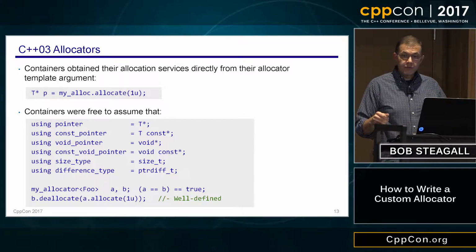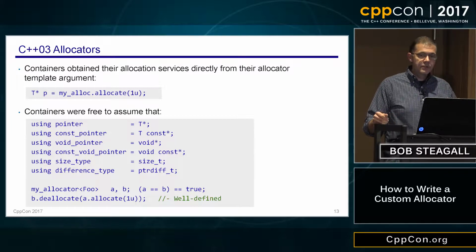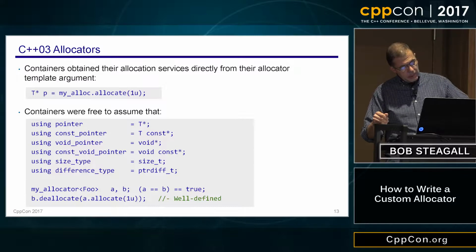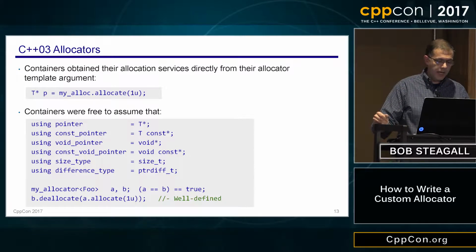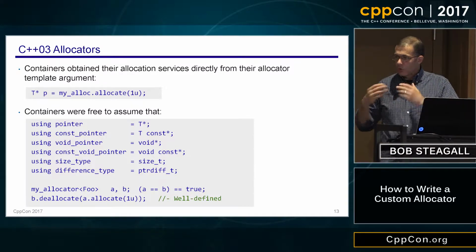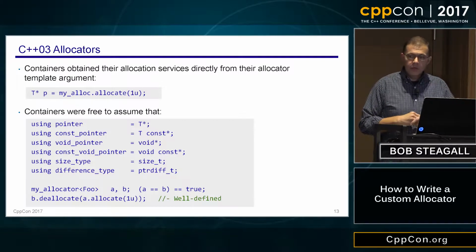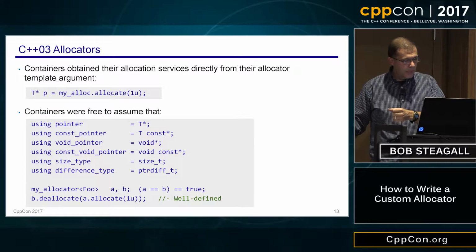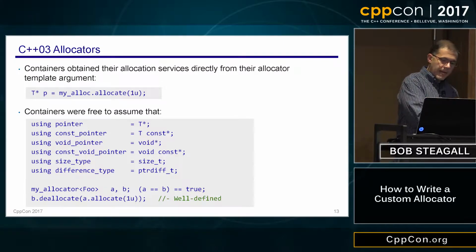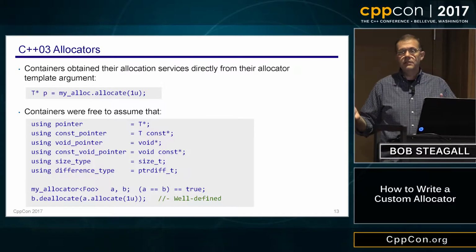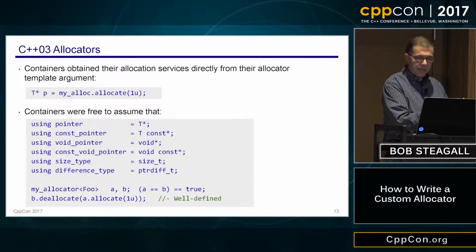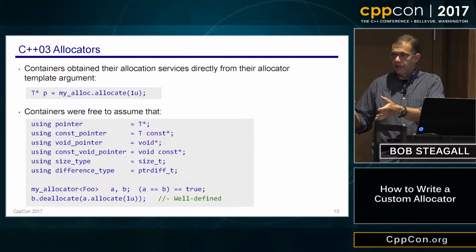They were also free to assume that any two instances of an allocator were interchangeable. And by that, what I mean is the little code snippet you see on the last line. In old school allocators, you could allocate some bytes from allocator instance A and deallocate them in allocator instance B. In fact, allocator A and B didn't even need to be of the same type. You could have an allocator of int that you could allocate some bytes from, and you could deallocate it with an allocator of double.